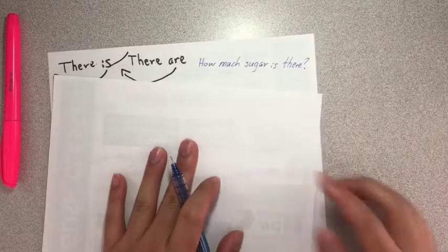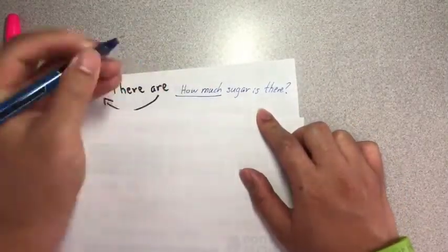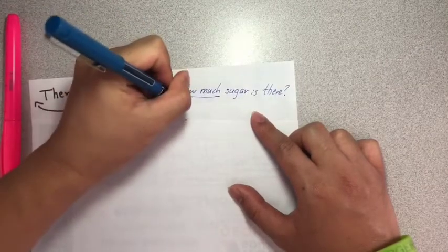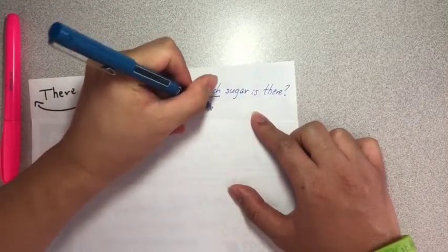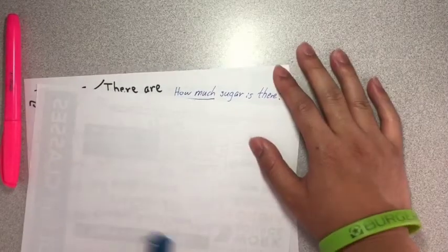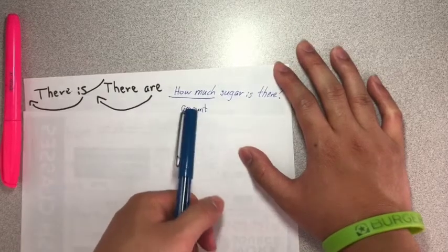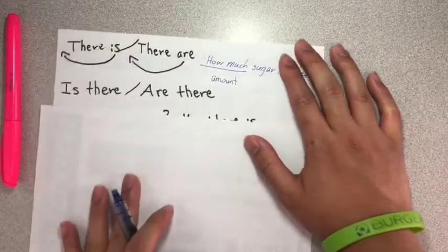What's the difference? In this question, we're asking for how much. So the answer is an amount. The answer tells us the amount, how much. How much sugar is there? There is, I don't know, a lot of sugar. There is a little sugar. The answer has an amount.